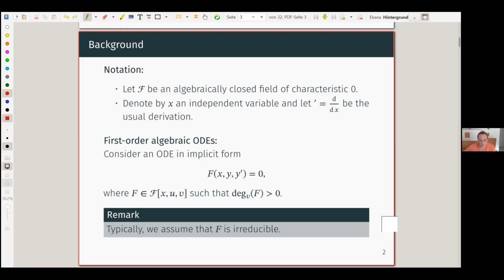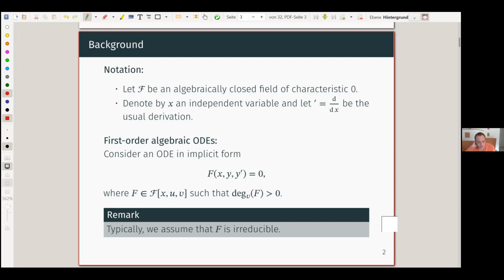And for this introduction, I'll be a bit sloppy. It will be more rigorous later. And for now, we will just say that F is an algebraically closed field of characteristic 0. And we'll just consider, for now, derivations d by dx. So the usual derivation you'll find.